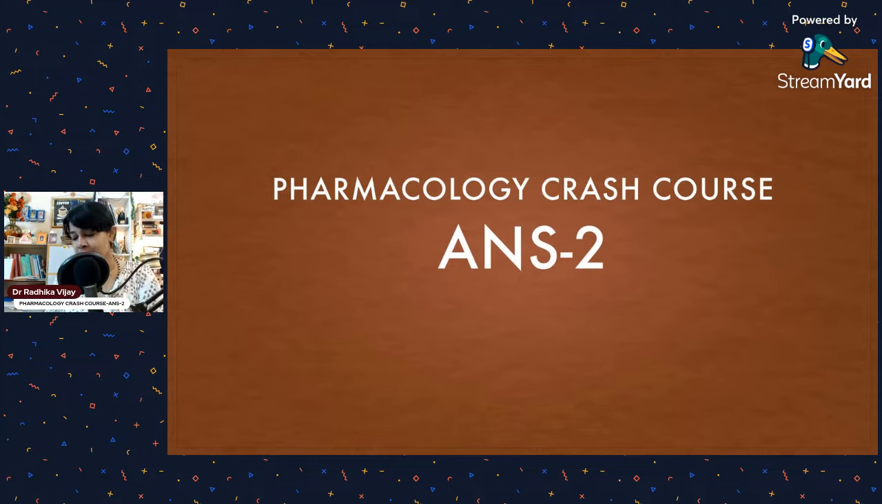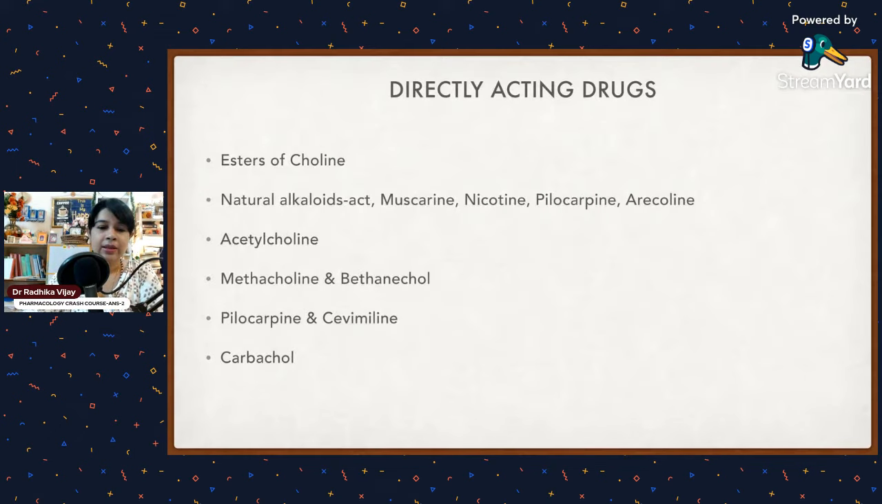Well, the cholinergic drugs can be directly acting drugs or indirectly acting drugs. The directly acting drugs are actually the esters of choline. They can be natural alkaloids like acetylcholine, muscarine, nicotine, pilocarpine, arecoline. They can be synthetic derivatives like methacholine, carbachol, and bethanechol.